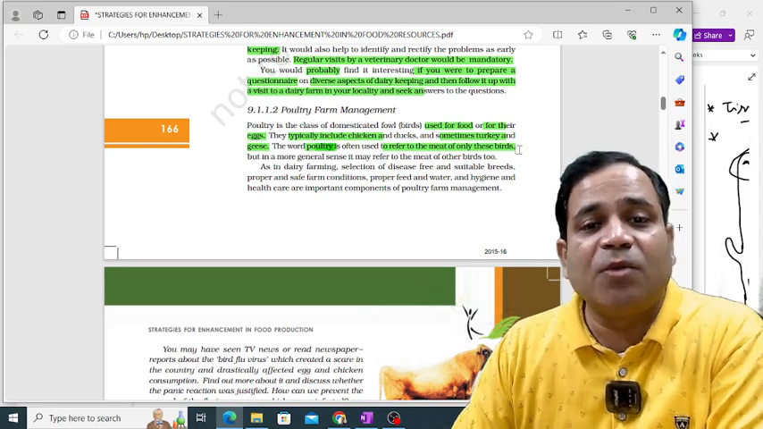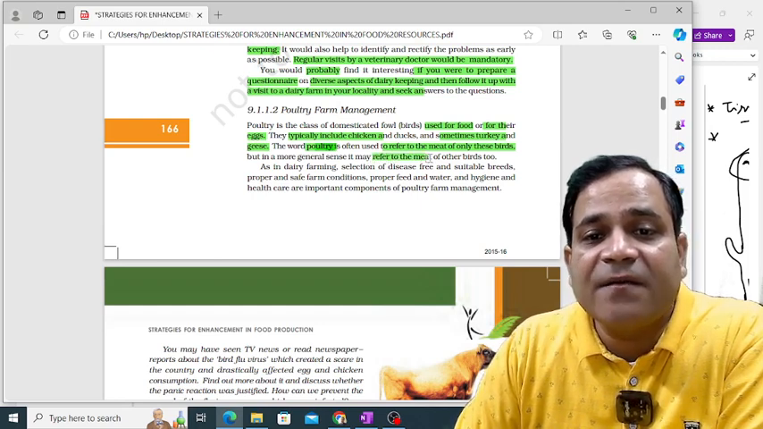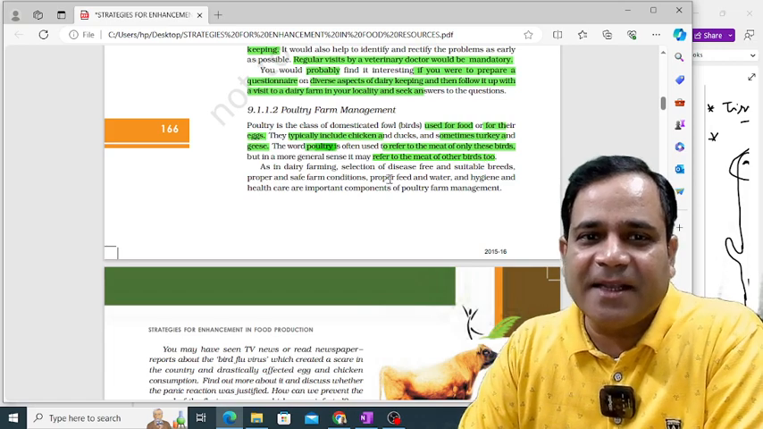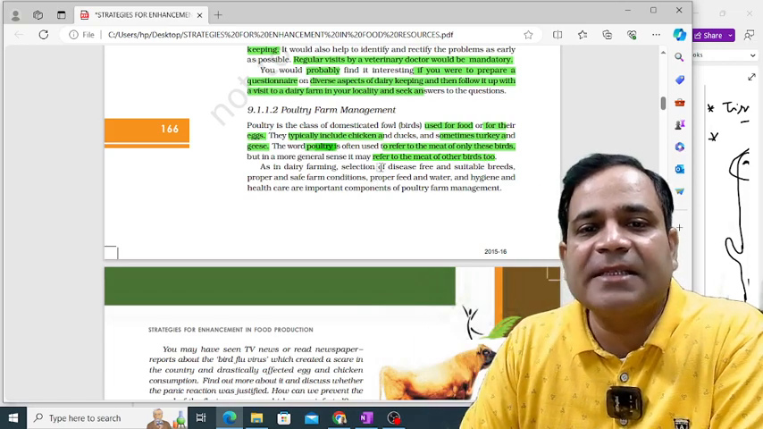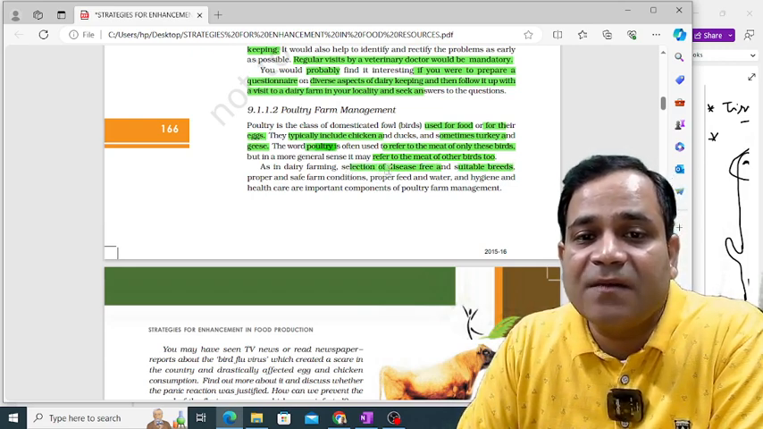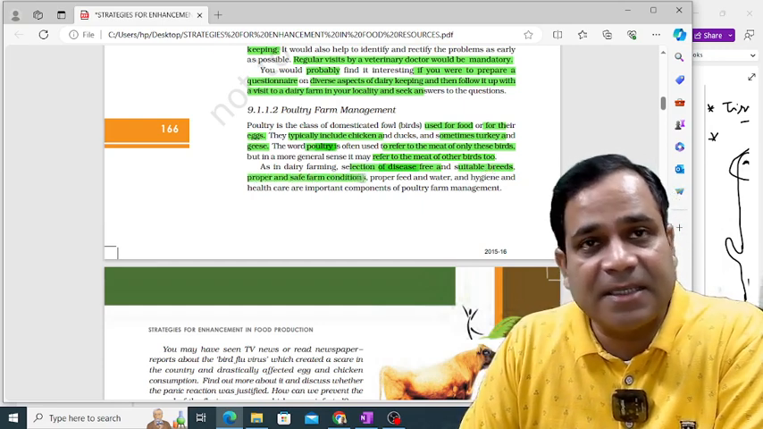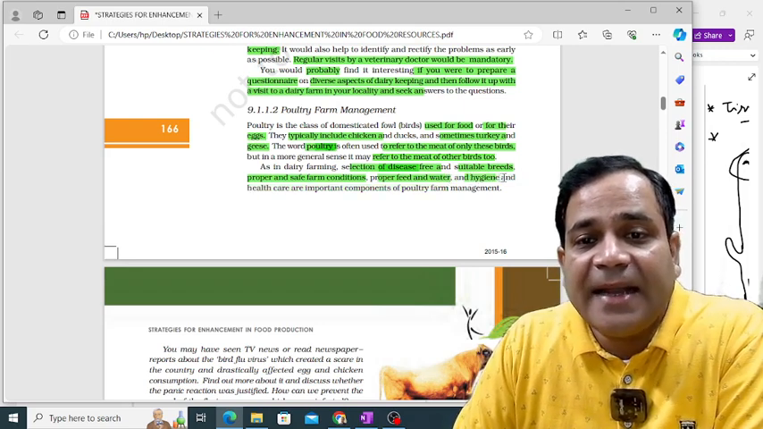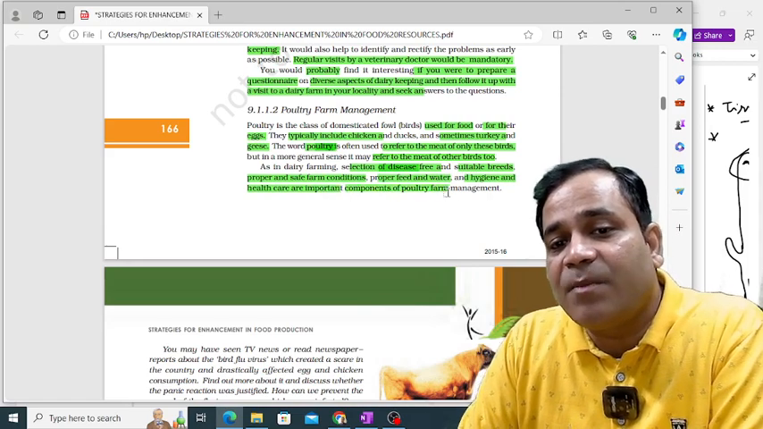But in a more general sense, poultry refers to the meat of other birds too. Getting this one thing. So as in dairy farming, we all know that the selection of disease-free and suitable breeds, and proper and safe farm conditions, proper feed and water, and hygiene and health care are very important, my dears, as components of poultry farm management.